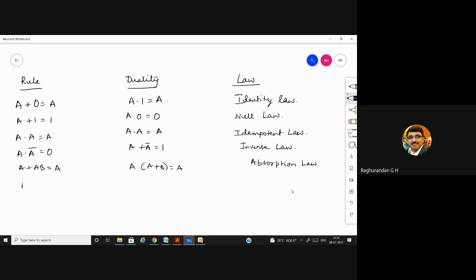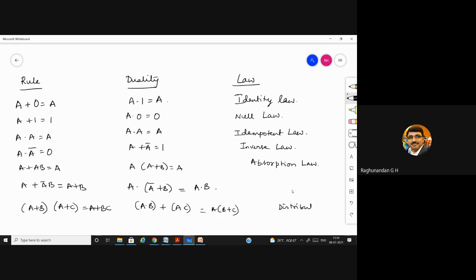Then we are having a plus a bar b, which can be written as a plus b, and a into a bar plus b is equal to a into b. And again we will be using the distributive law here also. A plus b into a plus c is equal to a plus bc. A into b plus a into c is equal to a into b plus c. This is known as the distributive law.